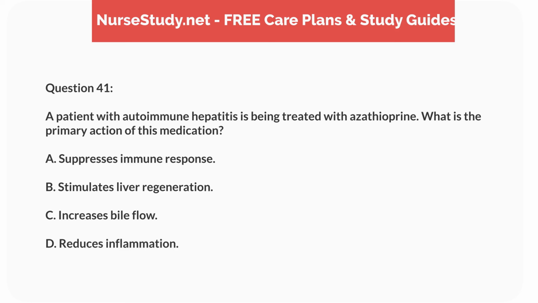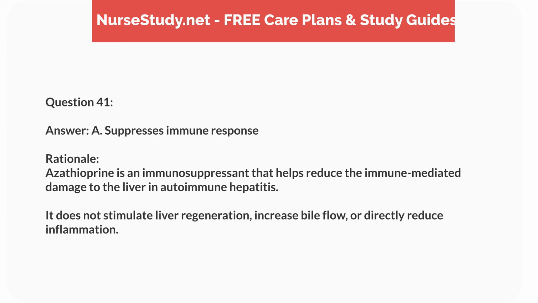A. Suppresses immune response. B. Stimulates liver regeneration. C. Increases bile flow. D. Reduces inflammation. Answer: A. Suppresses immune response. Rationale: azathioprine is an immunosuppressant that helps reduce the immune-mediated damage to the liver in autoimmune hepatitis. It does not stimulate liver regeneration, increase bile flow, or directly reduce inflammation.